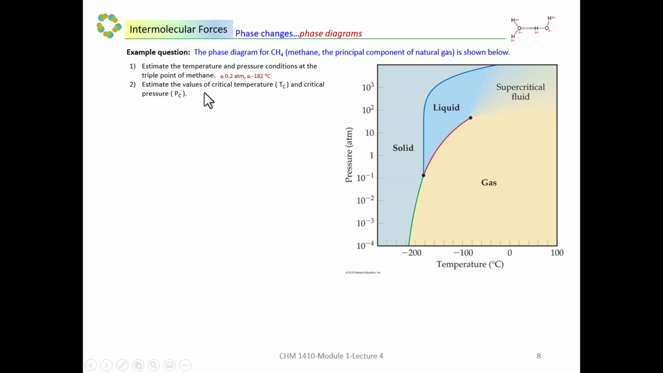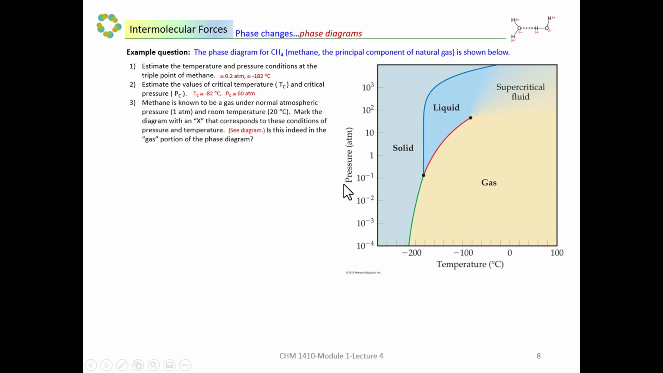What would be an estimate of the values of the critical temperature and critical pressure? Well, remember, the critical point is at the end of the liquid-gas line, and we just have to try to get an estimate for the pressure and the temperature at this point. My best guess was between 10 and 100 atmospheres, I guess 60, and a little bit higher than minus 100 degrees, or less negative, I guess minus 82.